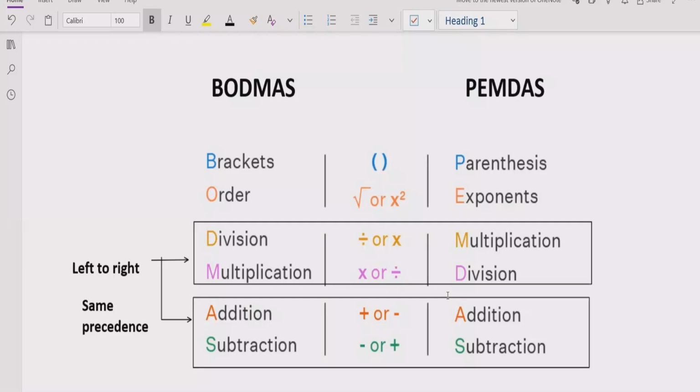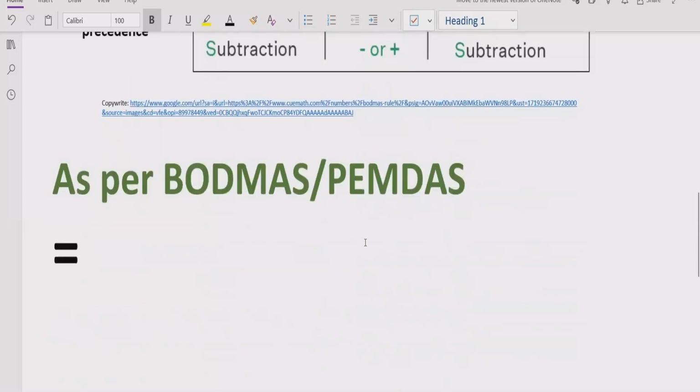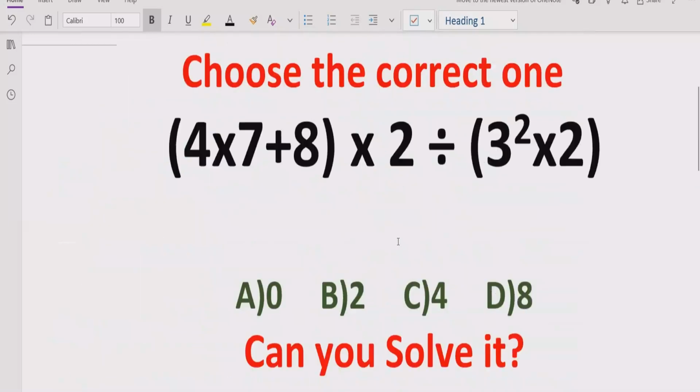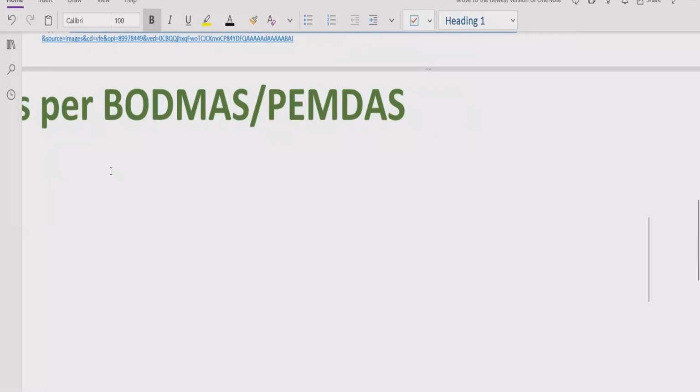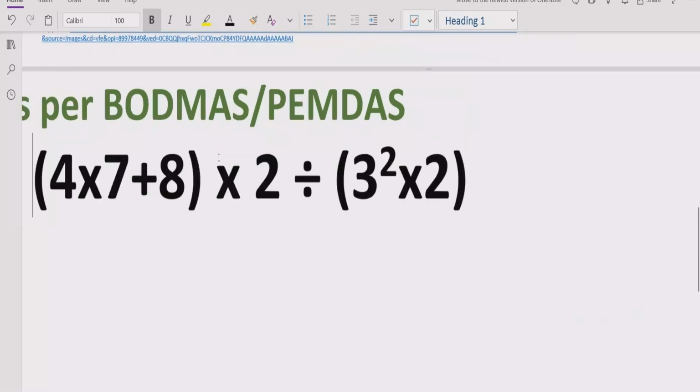Step number 3, you have to solve division and multiplication. So what you have to do, you have to go left to right in your expression and find out division and multiplication. Both have similar precedence, so you can solve any of them which is coming first. Similarly, for addition and subtraction, we have the same rule. We can solve addition first if it is coming first, and we can solve subtraction first if it is coming first. Now move forward to solve the given expression. So, according to the BODMAS and PEMDAS rule, we have to solve this one first.